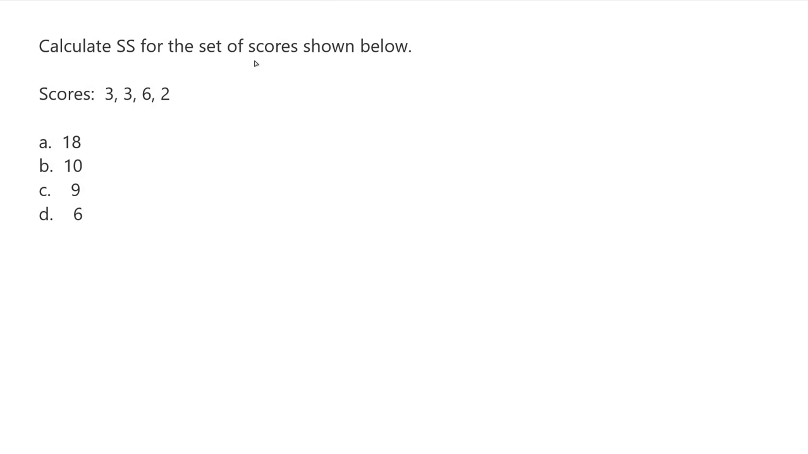Calculate the sum of squares for the set of scores shown below. And our scores are 3, 3, 6, and 2. Now, we don't know if this is a sample or population, but when it comes to the sum of squares, it doesn't really matter. My definitional formula looks like this if it's a population.